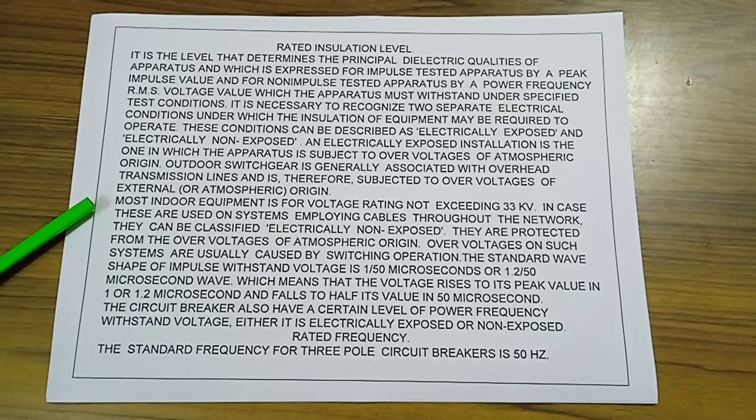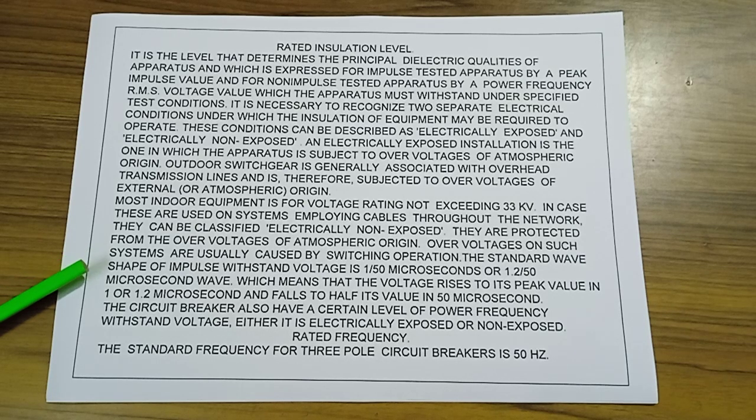Most indoor equipment is for voltage rating not exceeding 33 kV. In case these are used on systems employing cable throughout the network, they can be classified as electrically non-exposed. They are protected from the overvoltages of atmospheric origin. Overvoltages on such systems are usually caused by switching operation.